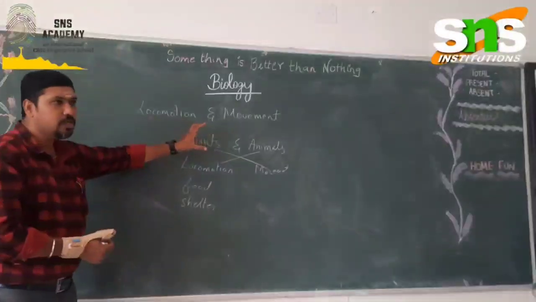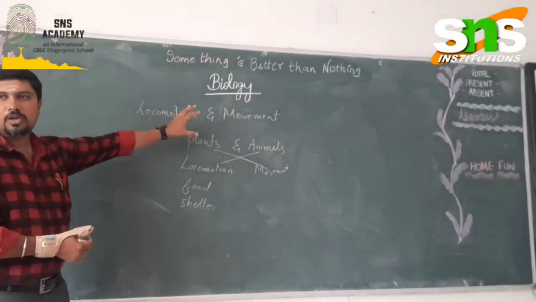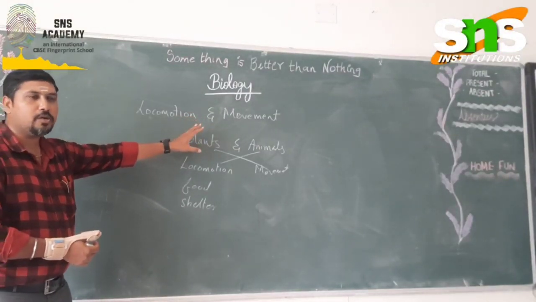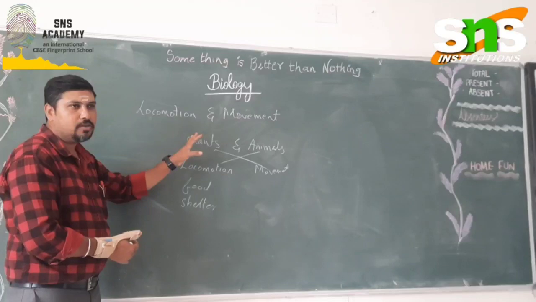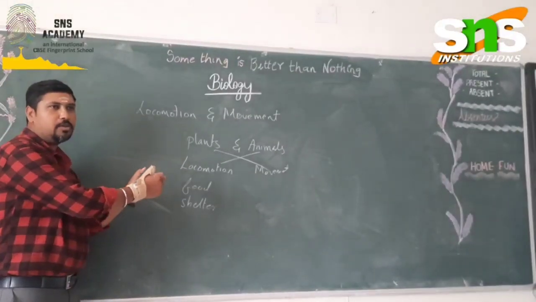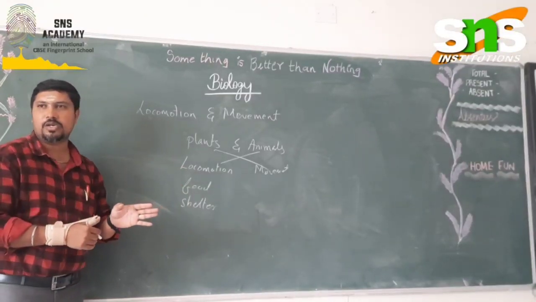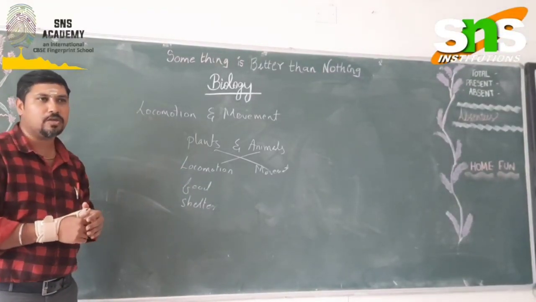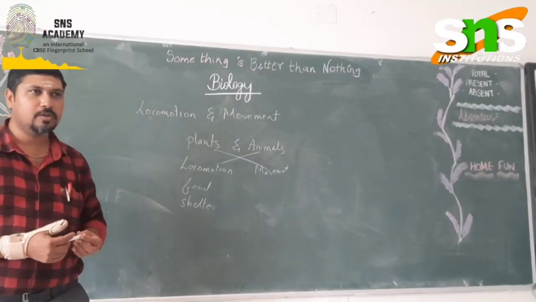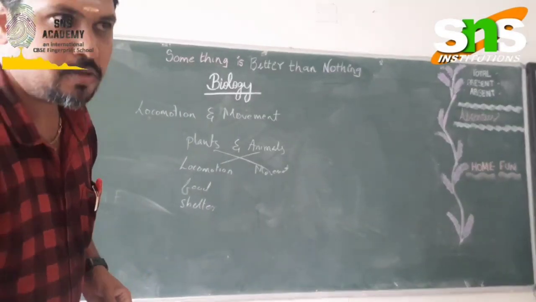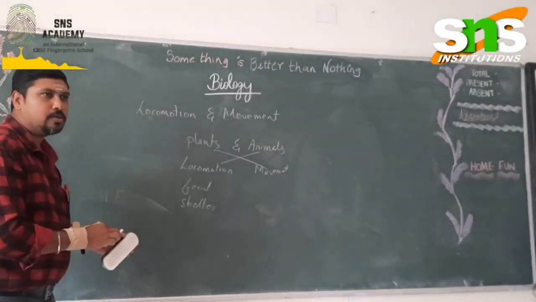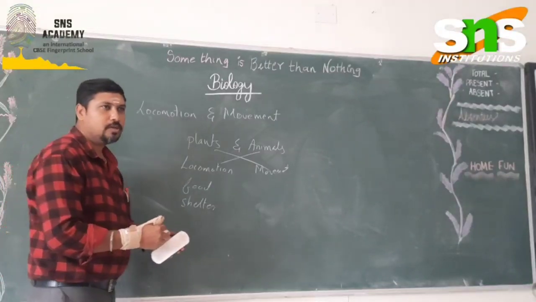So first you have to understand what is locomotion and what is movement. Is it clear now? Yes. Okay, so this is for the higher organisms. Plants and animals are the higher organisms. What happens for the lower organisms? What type of movements are followed in the lower organisms? That's like microorganisms, isn't it?